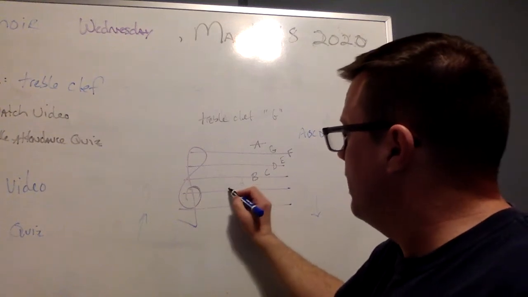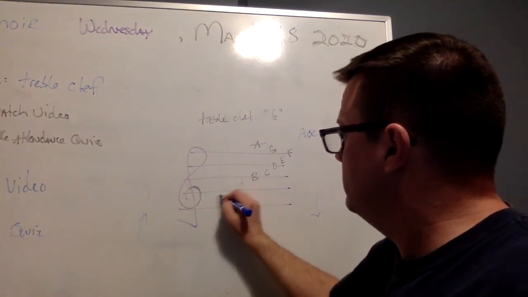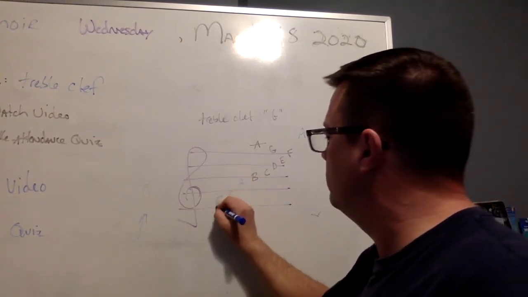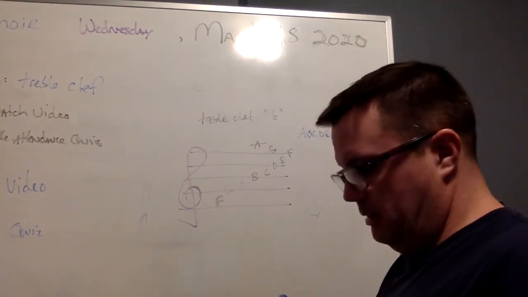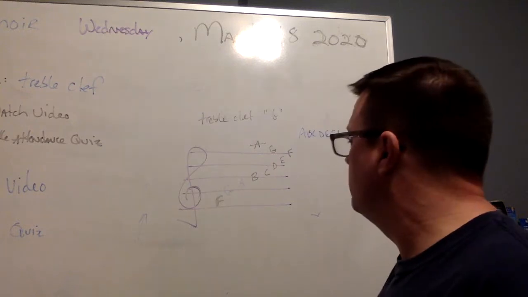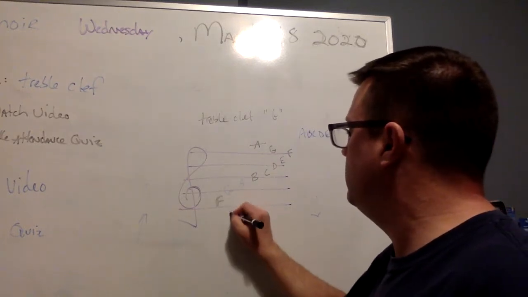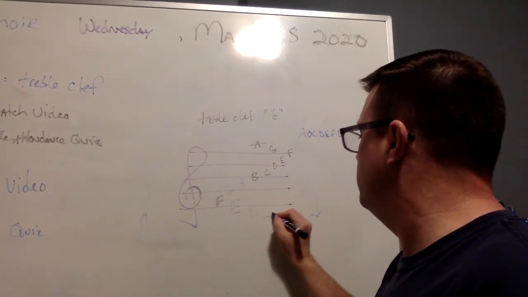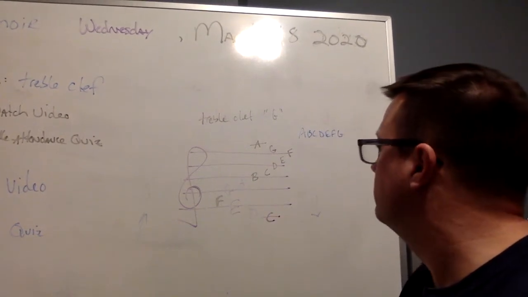Moving backward in the alphabet, before G is F. Okay, we'll just keep moving around. F, E line, D space, and then when we get down here on ledger lines, down to C.